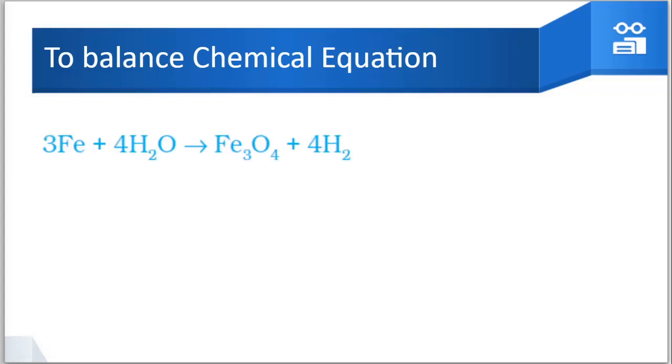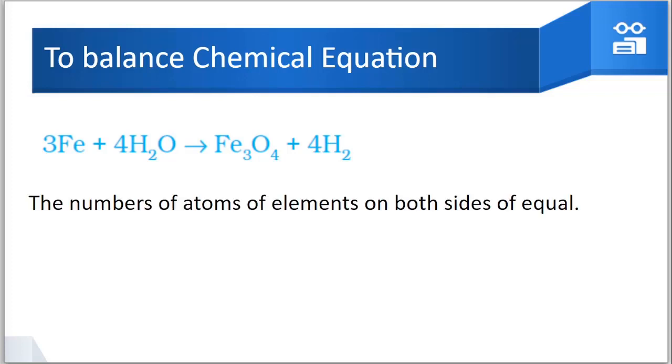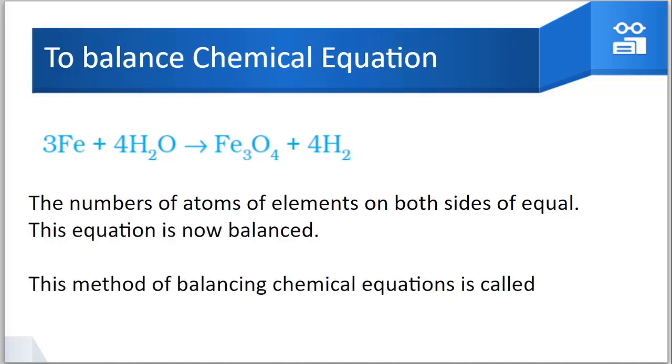The numbers of atoms of elements on both sides are equal, and this equation is now balanced. This method of balancing a chemical equation is called the hit and trial method. So this is the hit and trial method. You can also say this is an example of the hit and trial method. How to balance a chemical equation by this method, we have learned in this video.